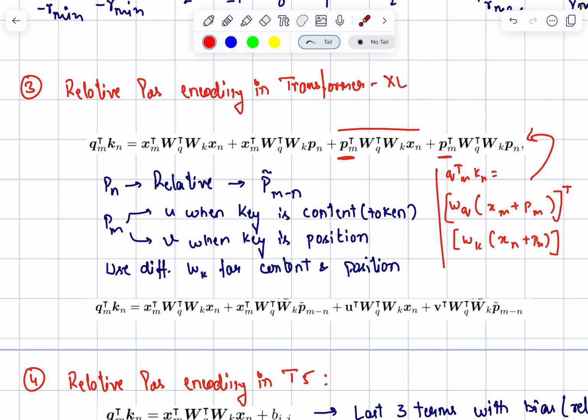Okay, third thing you did is that earlier this WK and this WK were shared, but they noted that this WK is being applied in the case where you take attention between two contents xm and xn, whereas this WK is again being used with xm and a position. So it would be better to not share the weights, because the input for this is different than this. Okay, so that's all they did. They have different weights here, that's it.